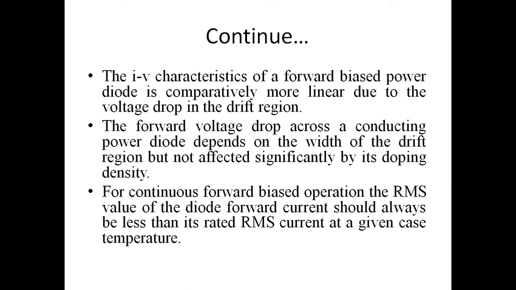Taking this into consideration, in continuous forward bias operation, the RMS value of the diode forward current should always be less than its rated RMS current at the given case temperature. We studied that the diode is very sensitive to temperature, so the values are going to be affected by the temperature.